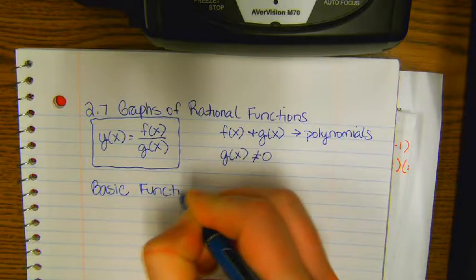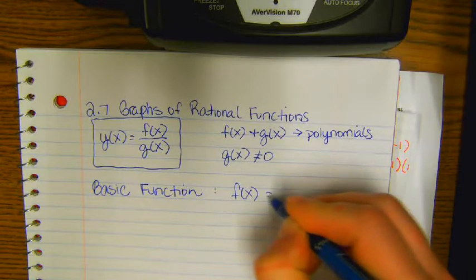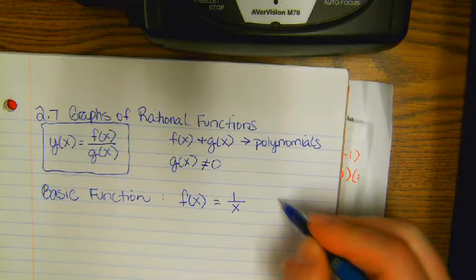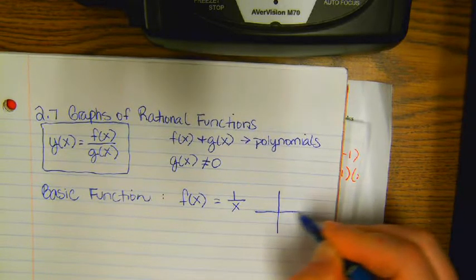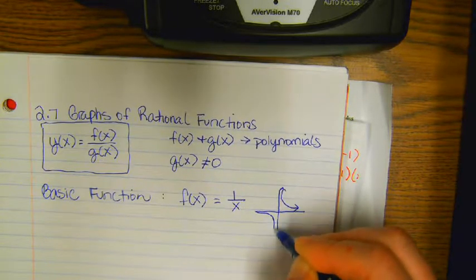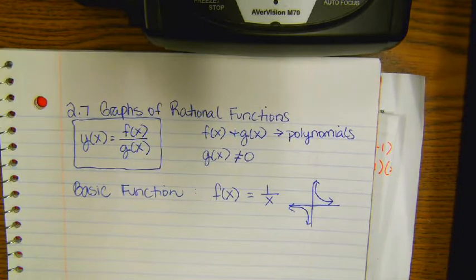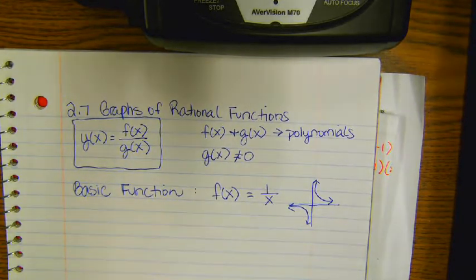Okay, and so all of these really come from the basic function f of x equals 1 over x. And just to refresh our memories, a little sketch of that looked something like that. So when we talk about the basic function f of x equals 1 over x, what are the horizontal and vertical asymptotes of that?